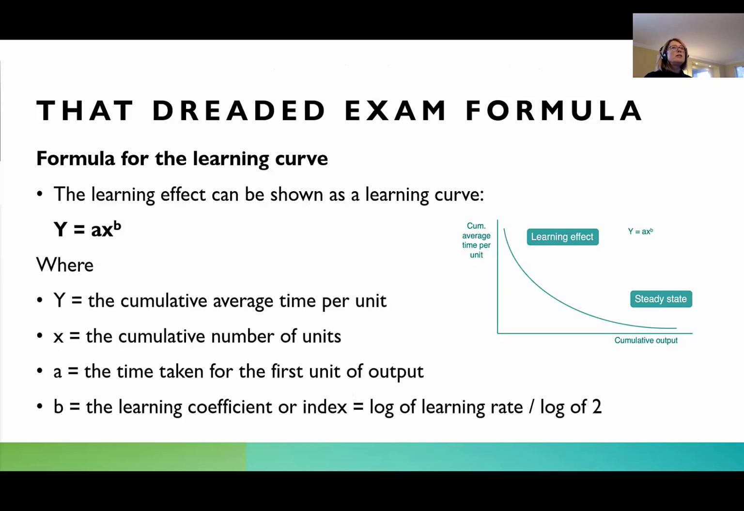Right, so then there's the dreaded formula. So this is the exam formula that you get. And so Y is the cumulative average time per unit. That's the Y.